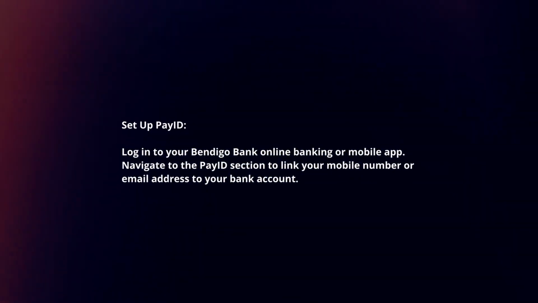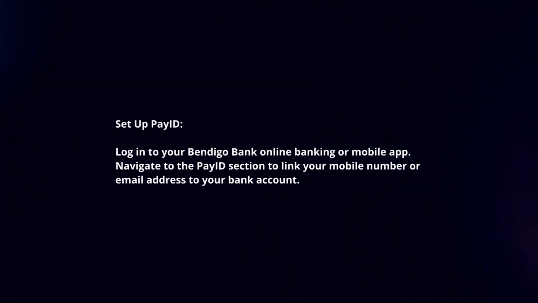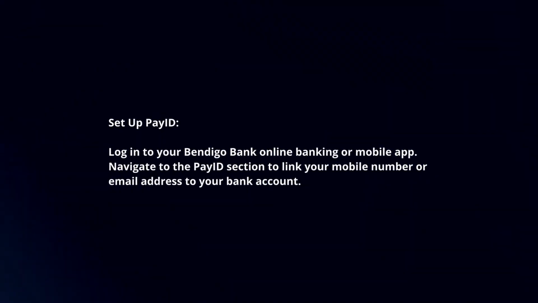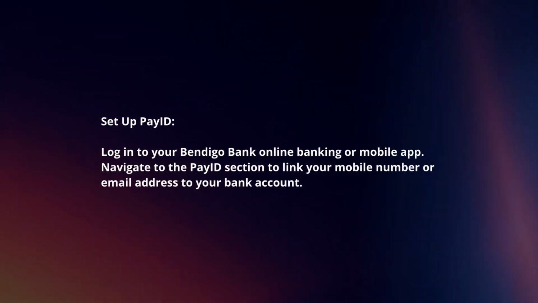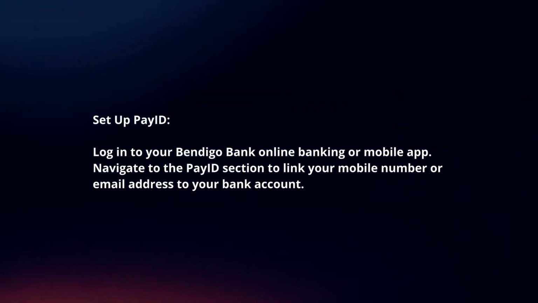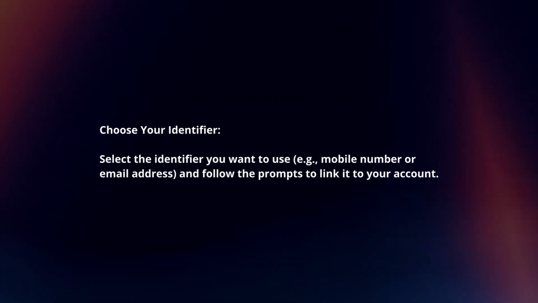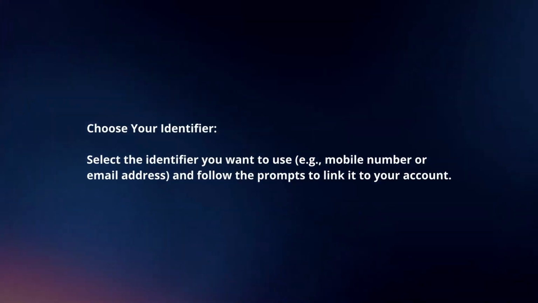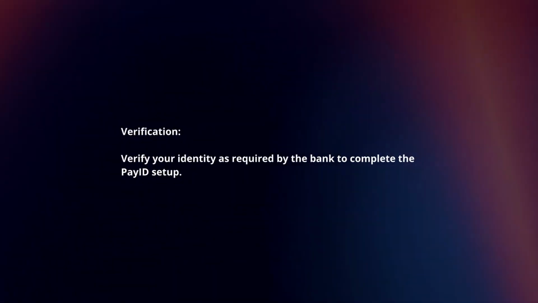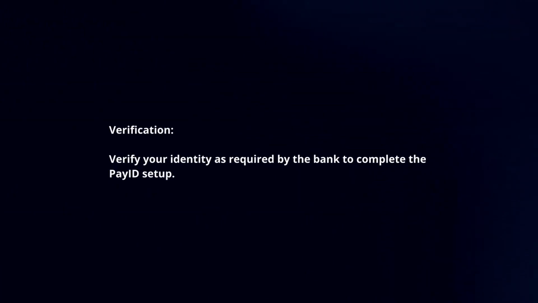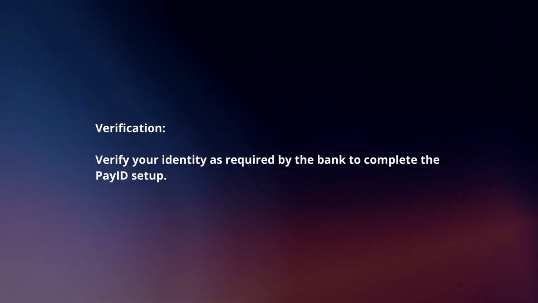Set up PayID. Log into your Bendigo Bank online banking or mobile app. Navigate to the PayID section to link your mobile number or email address to your bank account. Choose your identifier. Select the identifier you want to use and follow the prompts to link it to your account. Verification. Verify your identity as required by the bank to complete the PayID setup.